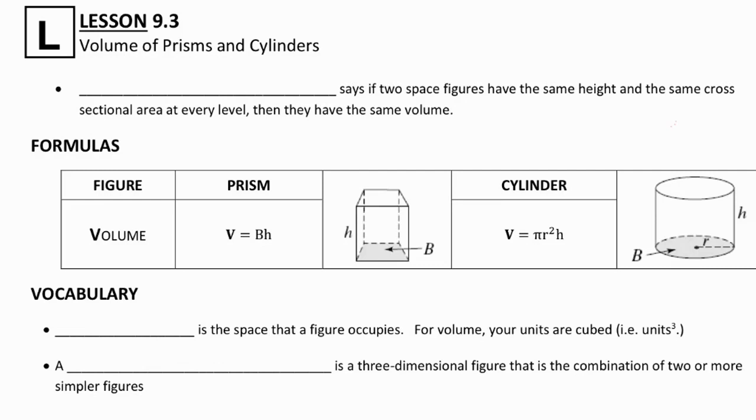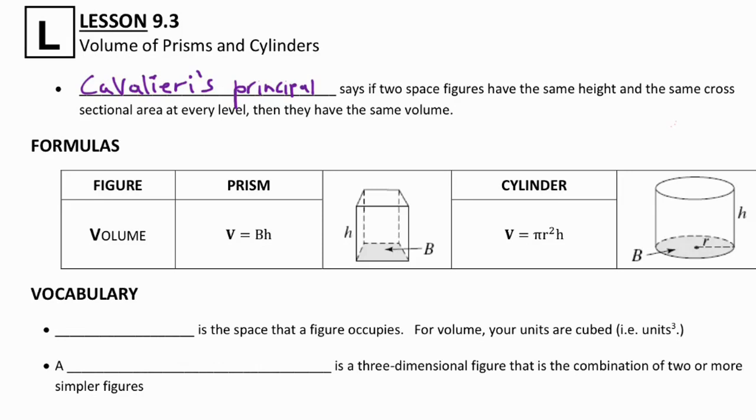And this guy named Cavalieri came up with this principle. So Cavalieri's principle says if two space figures have the same height, so basically like if you have two rectangular prisms that have the same height and the same cross-sectional area at every level, so that means every single level within those two shapes, if they have the same area on those cross-sections, then they have the same volume.